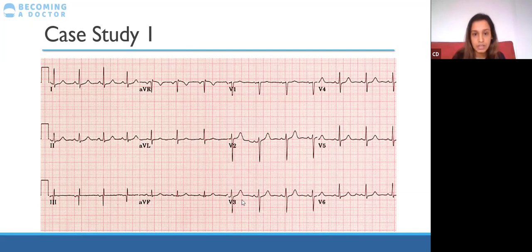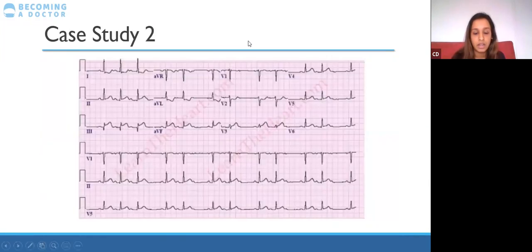Is the QT interval normal? We have to correct for the heart rate. And are there any inverted T waves? So are there any upside down T waves? Which no, not really, there aren't. So from that, you can tell that this is a normal ECG. And then we've got a very quick, not normal ECG. I'll tell you that much.